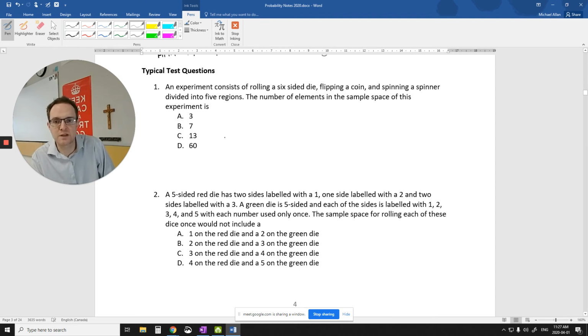So the probability was 3/8 there. Okay, the experiment consists of rolling a 6-sided die, flipping a coin, and a spinner divided into 5, hopefully equal regions here. The number of elements in the sample space would be what? This is for that number that would be on the bottom of our probability here.